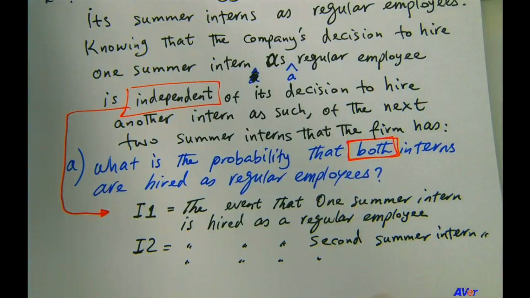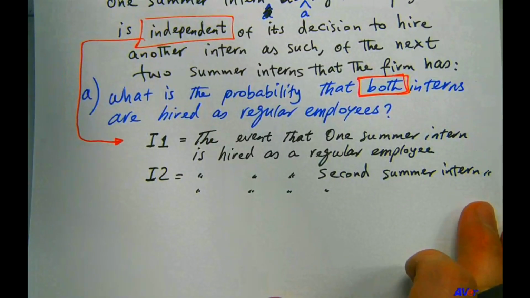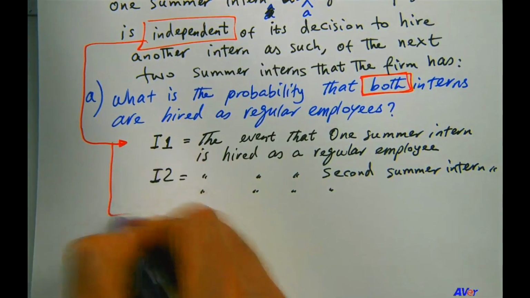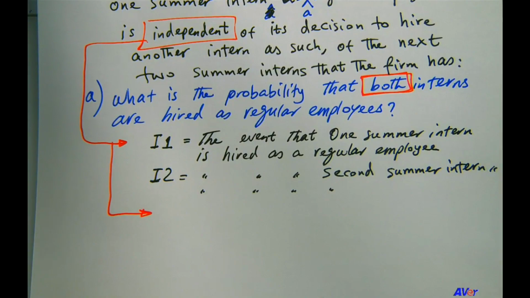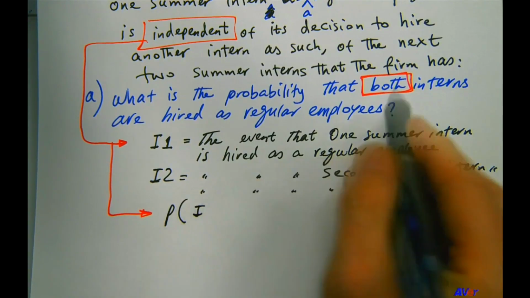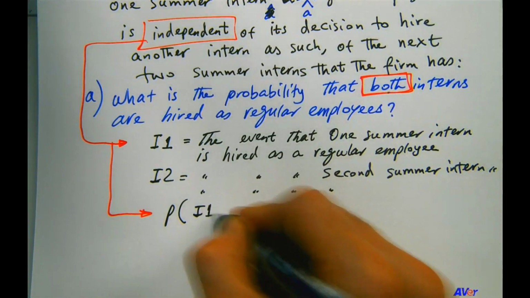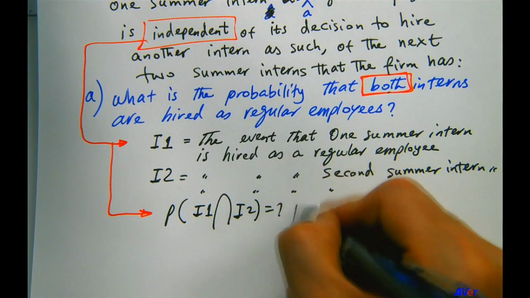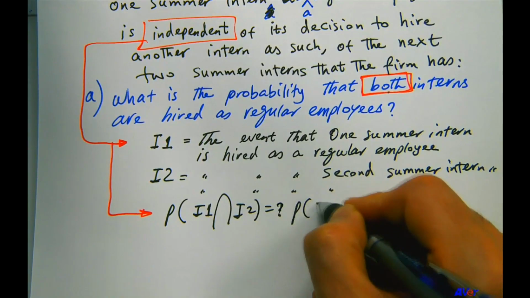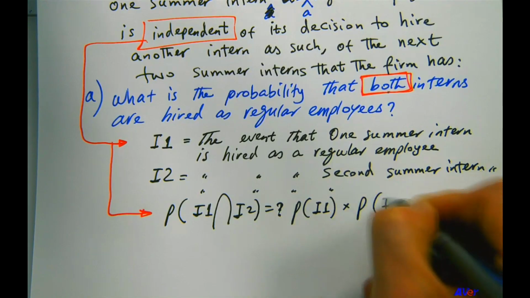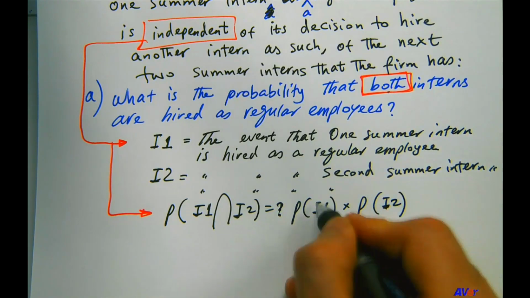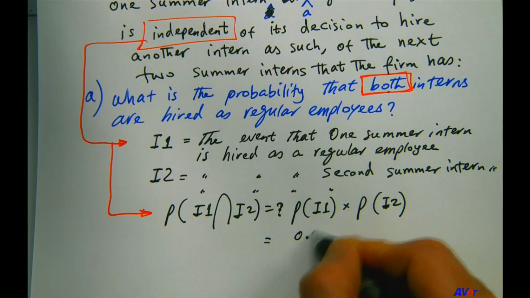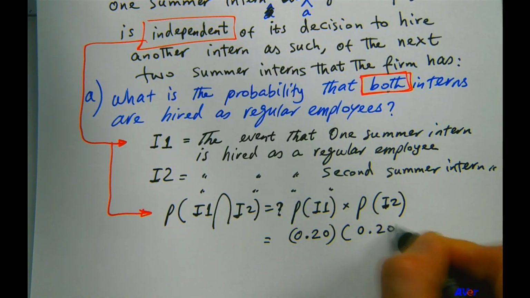Okay, so now that we introduced the variables and we know that this decision-making process, we are told that it's independent from intern to intern, so we can then use, let me bring that here, we can say that probability that both of them, this is the question they're asking, intern 1 and intern 2 are hired as a regular employee would be equal to probability of intern 1 times probability of intern 2 being hired as a regular employee, right? So we know that's 20%, this is 20%, so this would be 0.2 times 0.2, and what do we have?